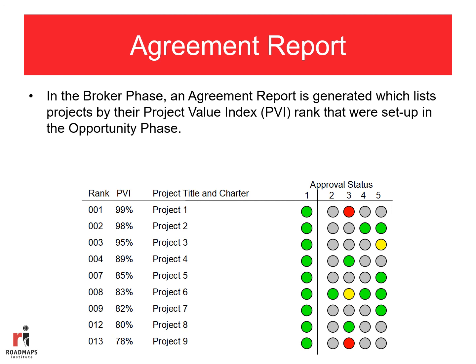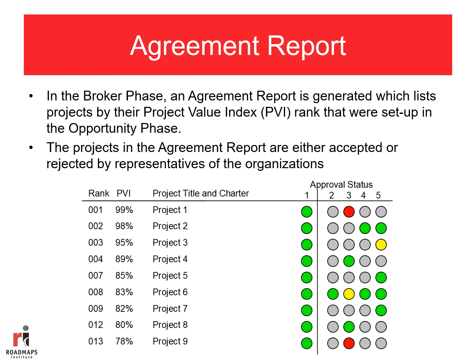In continuing with the broker phase, an agreement report is generated which lists the projects by their project value index rank. The PVI rank essentially was set up in the opportunity phase. And if you take a look at the figure below, you can see that essentially the projects in the agreement report are either accepted or rejected by representatives of the various organizations involved in the robust process. Looking at, for example, the highest ranked project, Project 1, has a PVI of 99%. So the PVI ranges from 0 to essentially 100%. 99% would be a very highly rated project.